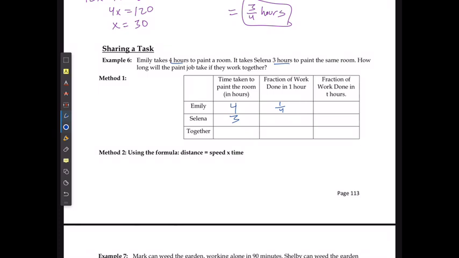For Selena, every single hour she's completing 1/3 of it. If I'm going to figure out how much work is done in T hours, I would just multiply the speed times the time, which is T.